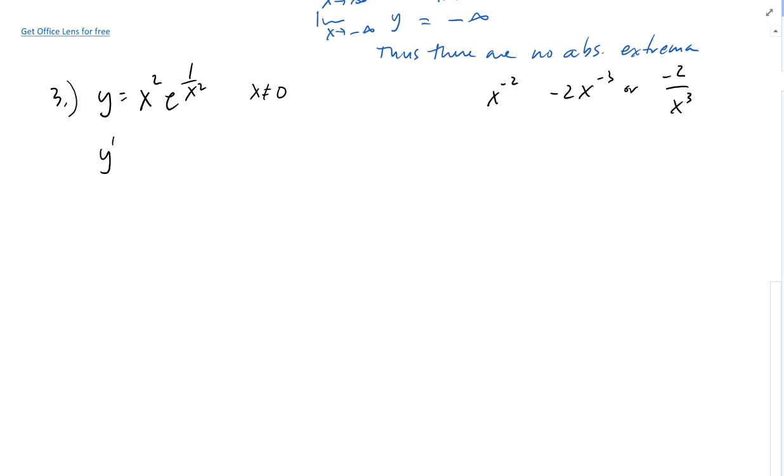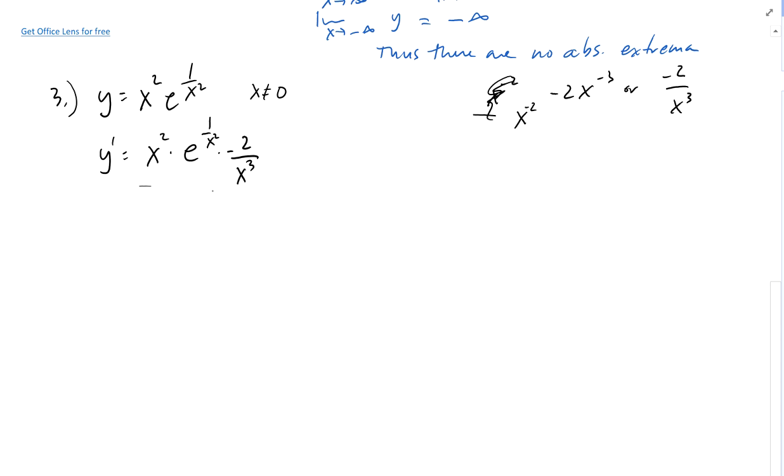So we got y prime equals the first times the derivative of the second, e to the 1 over x squared, times the derivative of the exponent, which is negative 2 over x cubed. That's this right here. Write down that 1 over x squared is x to the negative second. The derivative is negative 2x to the negative third, which can be written as negative 2 over x cubed.